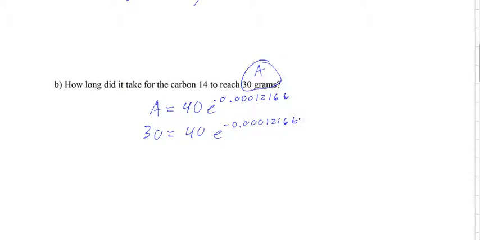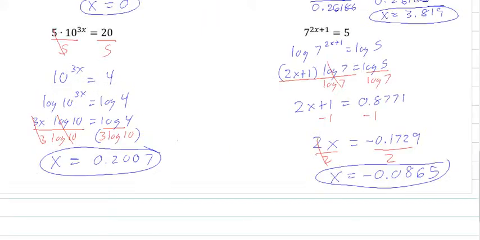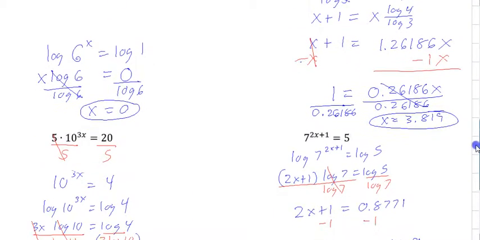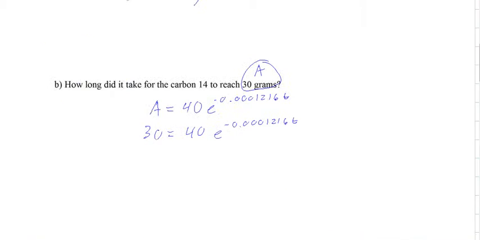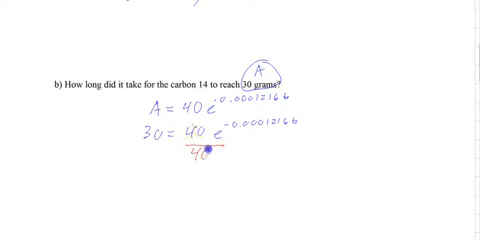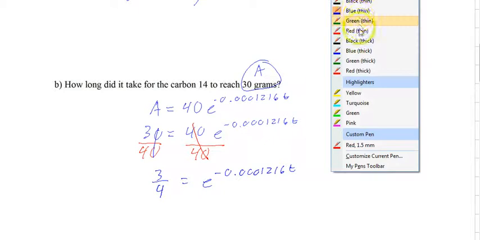And this is our exponential. So let's go back to our exponential equations. There's the E. So after we put a natural log on each side, this allows us to bring the exponent in front. But there's no number in front here. So in order to get rid of it, you're going to have to divide, just like we did here. We need to isolate this exponential, so let's get rid of that 40. Cancel the zeros, so we get 3/4 equals e to the negative 0.0001216t.